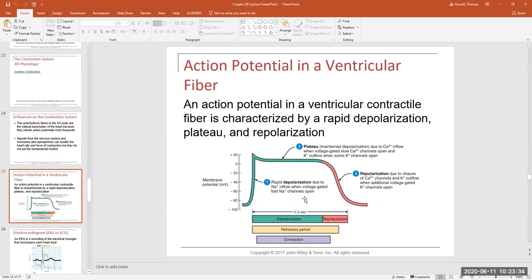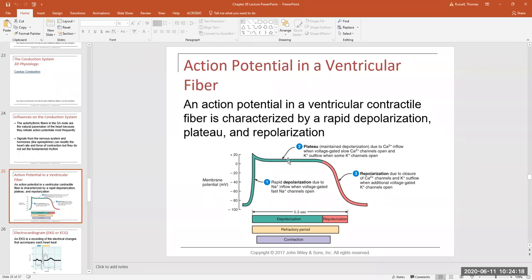So on the test, I want you to know what causes rapid depolarization, which is the opening of voltage-gated sodium channels. So voltage-gated sodium channels open, and you gain sodium very quickly. You become positive. That's called rapid depolarization. In cardiac muscle, we stay depolarized for a prolonged period of time. That's called the plateau phase. And that's caused by the opening of voltage-gated slow calcium channels. They're called slow because the calcium channels are slow to open, but they're slow to close as well.